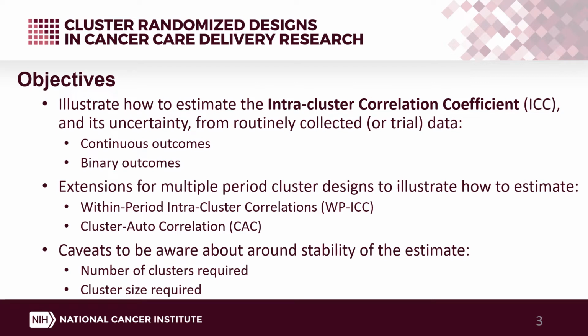And then we're going to go on to look at some extensions for how we might estimate these within cluster correlations if we were trying to design a multiple period cluster design. And specifically, we are going to look at the estimation of the within period intra-cluster correlation and the cluster autocorrelation. We'll also talk about a few caveats that we have to be aware of, which influence the stability of these estimates. So thinking specifically about how many clusters are required to get a good estimate of these parameters and what the required cluster size might be, again, to get a stable estimate of these parameters.